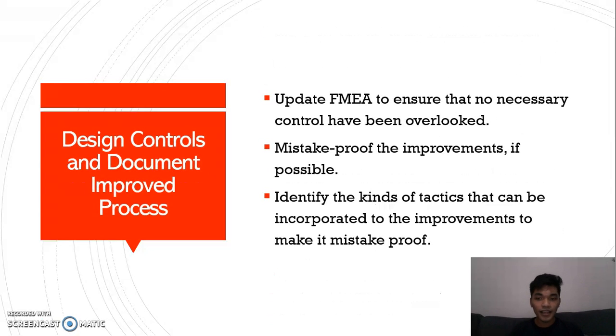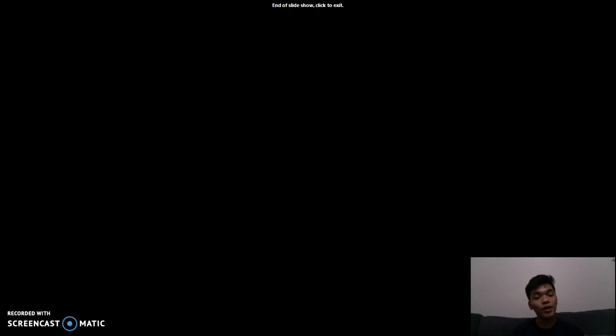Next is design controls and document improved process. Update the FMEA to ensure that no necessary controls have been overlooked. Mistake-proof the improvements if possible, and identify the kinds of tactics that can be incorporated into the improvements to make them mistake-proof. That will be all.